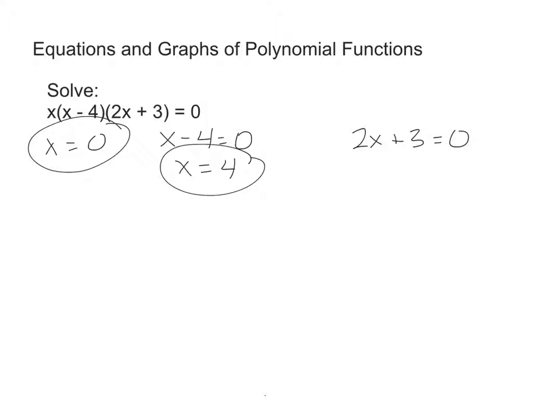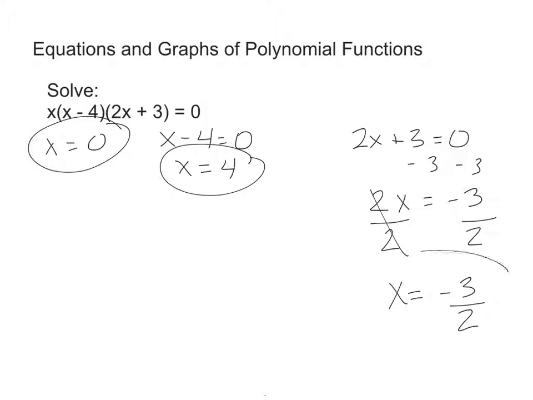And then 2x plus 3 could also equal 0. What would x equal if 2x plus 3 equals 0? Negative 3 over 2. Subtract 3 from both sides of that and you get 2x equals negative 3. And then divide by 2. So we end up with x equals negative 3 over 2. Those are the three solutions to that cubic equation: x equals 0, x equals 4, and x equals negative 3 over 2.